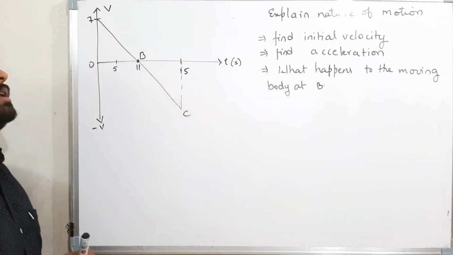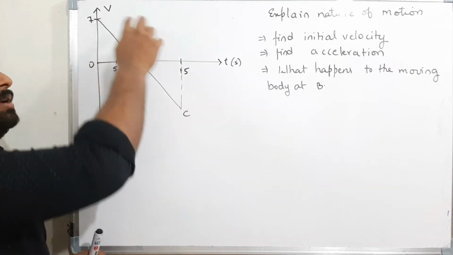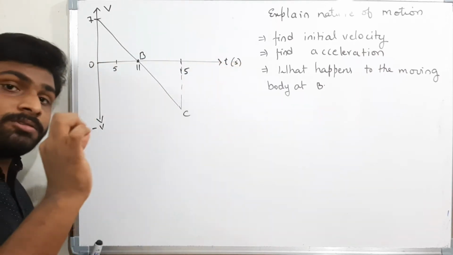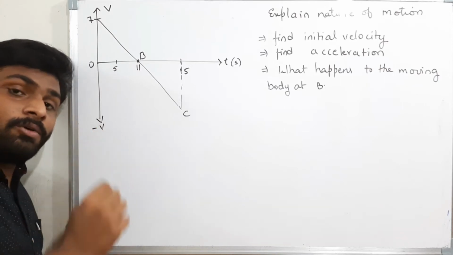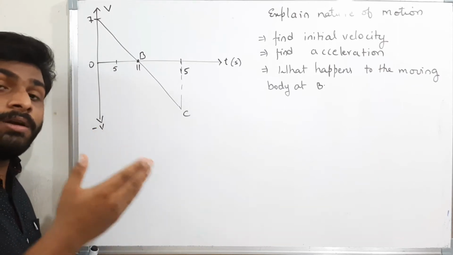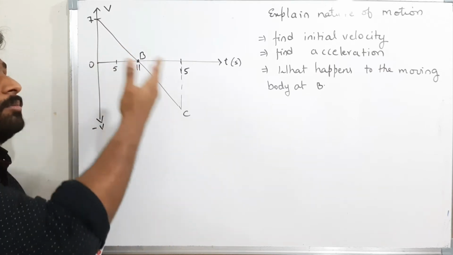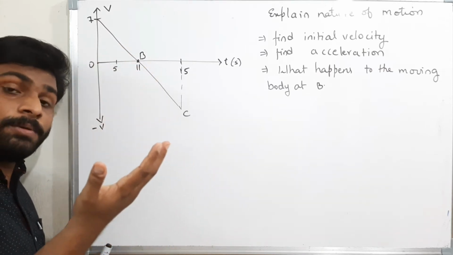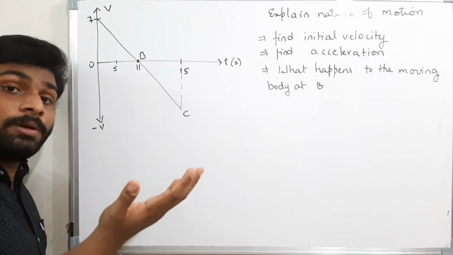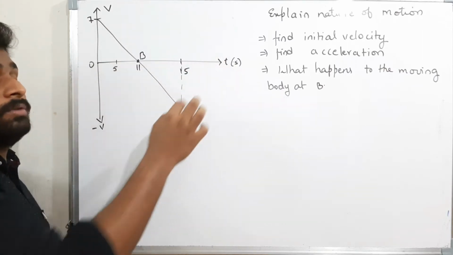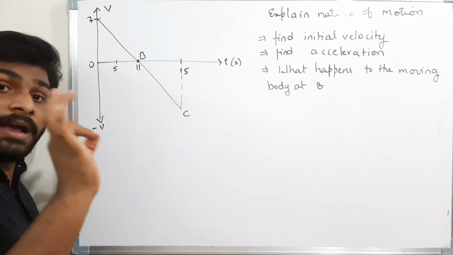Now see what this graph represents. This is a VT graph, that means velocity versus time graph, well and good. Now in a velocity versus time graph, if I want to find the slope, what does the slope represent? The slope represents the acceleration. Therefore in a VT graph, the slope of the graph will give me the acceleration.